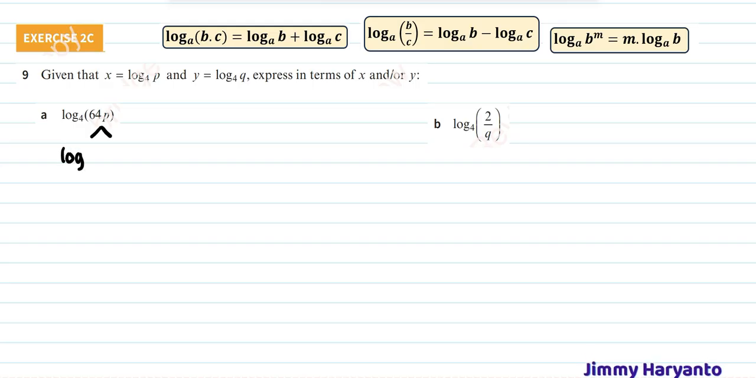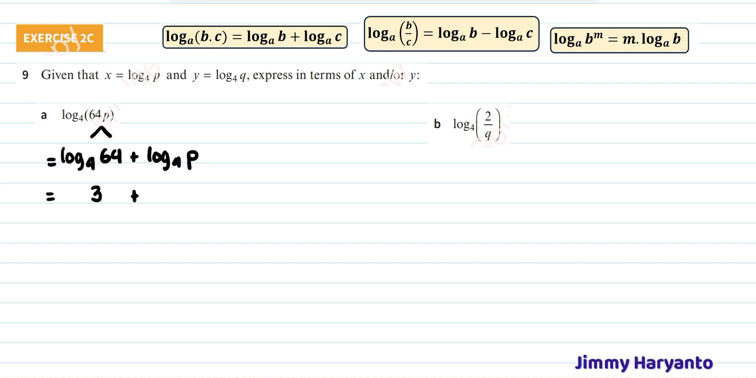You'll have logarithm of 4 and 64 plus logarithm of 4 and then p. And then for the 64, you can use your calculator to calculate this. You will have 3 as the result, and then this one is log 4p, and we already know that log 4p equals to x. That means this one is x. So the final answer is 3 plus x for the first one.